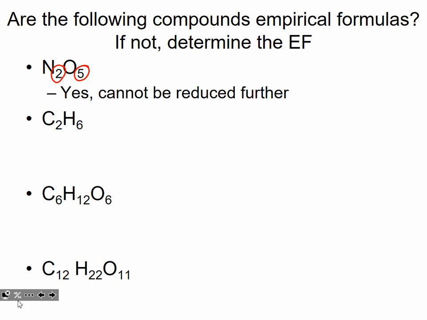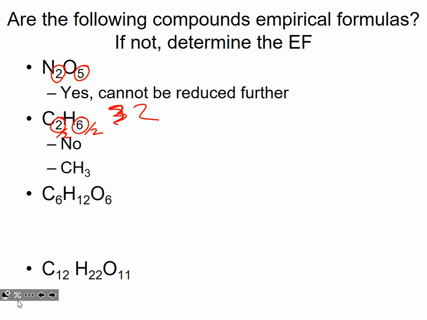Versus the formula C2H6. Well, now we do have a common multiple between 2 and 6. The greatest common multiple is 2. So this is not an empirical formula, but if we divide each of these by the greatest common multiple, which is 2, then we get CH3.